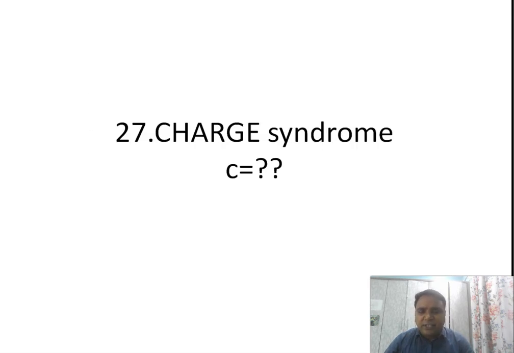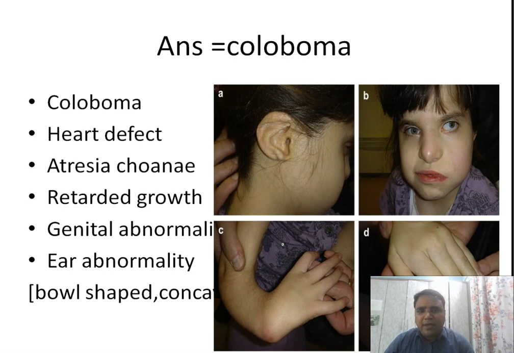Next, CHARGE syndrome. C stands for what? C stands for coloboma. Usually the mistake we make in the exam is thinking C stands for choanal atresia. This is the usual mistake that mostly we all make. But here the trick is that C stands for coloboma. Coloboma for the eyes. Then H, heart disease. A, atresia of choanae or choanal atresia.